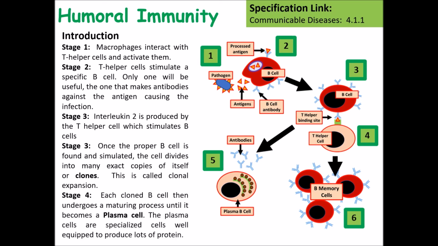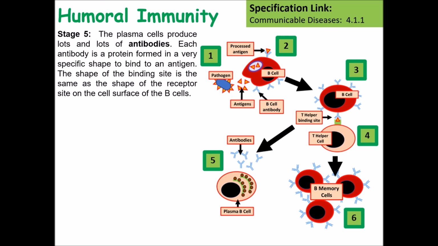Each clone B cell then undergoes a maturing process, and the majority of them will become plasma B cells, which will produce antibodies. So the plasma cells produce the antibodies. Each antibody is a protein formed in a very, very specific shape and will bind to an antigen. The shape of the binding site is the same as the shape of the receptor site on the cell surface of the B cell. So that's the same as the site that is bound to that antigen.